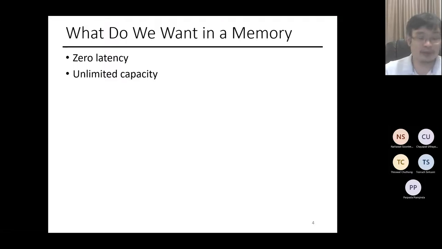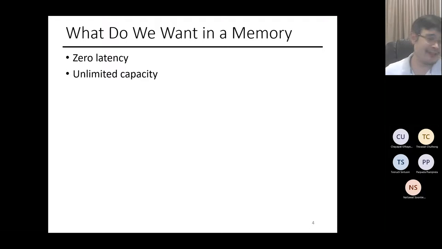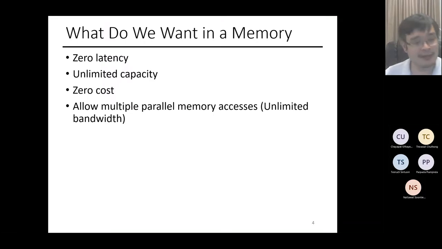The next thing we want is unlimited capacity, right? Unlimited capacity is nice. We want DRAM to be cheap. We want to make sure we can just buy as much DRAM as possible. You don't have to pay for that. And you want more bandwidth. You want to be able to allow parallel access from your core.